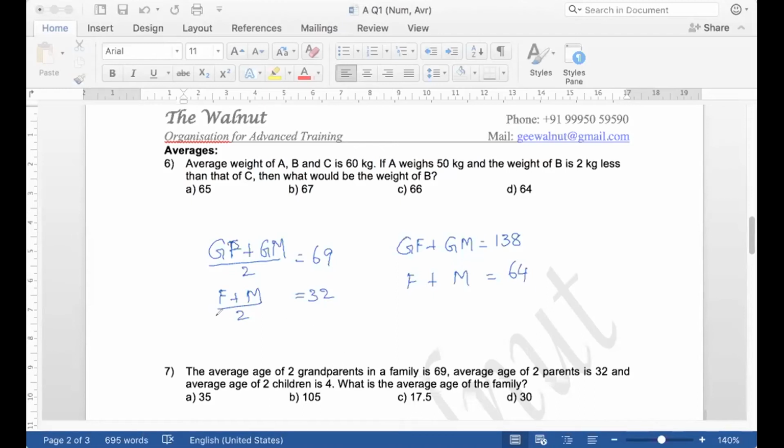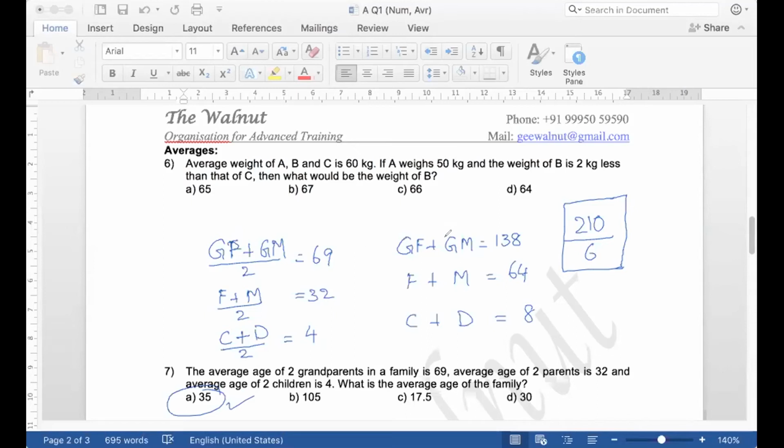Now look at the two children. We call them children C and D. C and D together, average is 4. So that means C plus D must be 8. So the total age of the family is going to be 138 plus 64 plus 8. 64 plus 8 is 72. 72 plus 138 is 210, correct? How many members in the family? Total 6. So if you take the average, 210 by 6, that's the answer. So what is it? 35. And most of you got the answer 35. Perfectly all right.